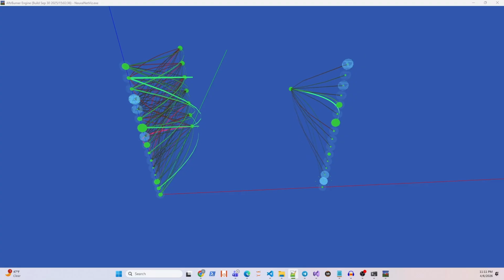Curvature also reflects magnitude. Stronger weights curve more, and the direction of the curves tells you the sign. Positive weights curve one way, and negative weights curve the other. Finally, the transparency of each edge is tied to the utility of its source neuron. Low-utility neurons have a faded connection, so you can visually identify which parts of the network are becoming irrelevant.